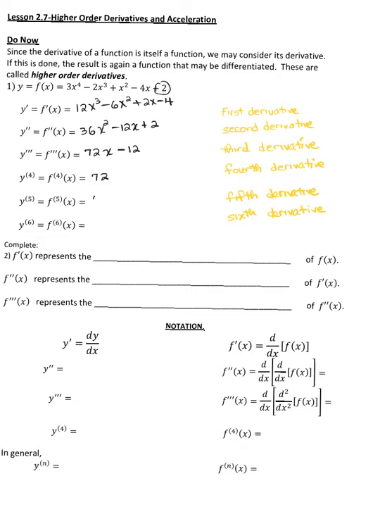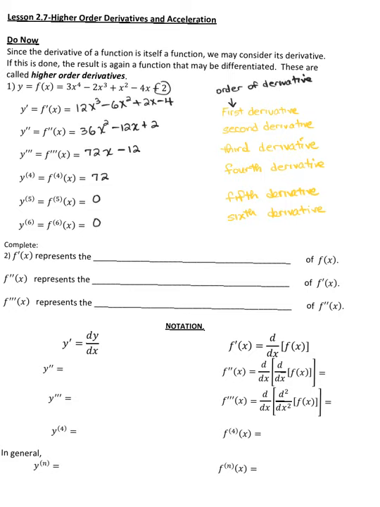The fifth derivative would be 0. The sixth derivative would be 0. And any other derivative with order higher than 4 would be 0. So the order of the derivative is which derivative we're looking at. This is the order of the derivative.